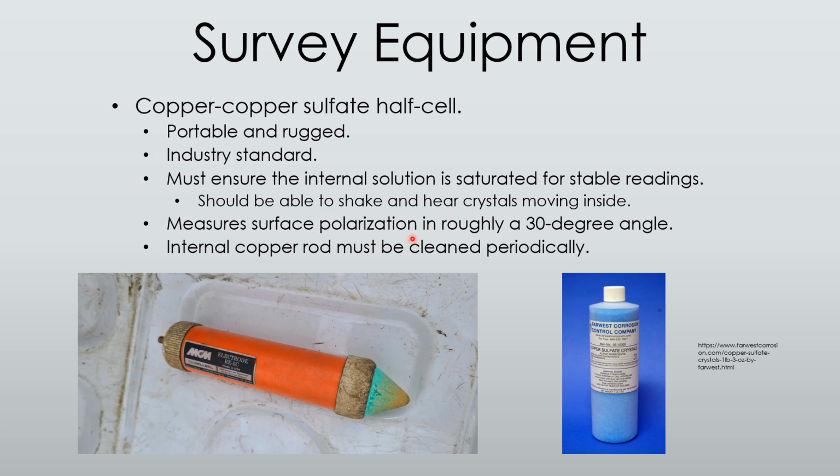Measures surface polarization in roughly a 30-degree angle. So if you can kind of imagine this cone coming out, that's about what it can accurately measure. There is also an internal copper rod that must be cleaned periodically. There's a little bit of buildup that will happen on that. You want to use a non-metallic scrub pad so that you don't get any extra metal ions built up and cause false readings on your reference cell.